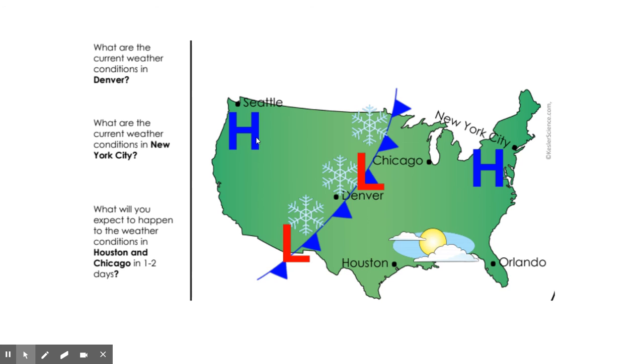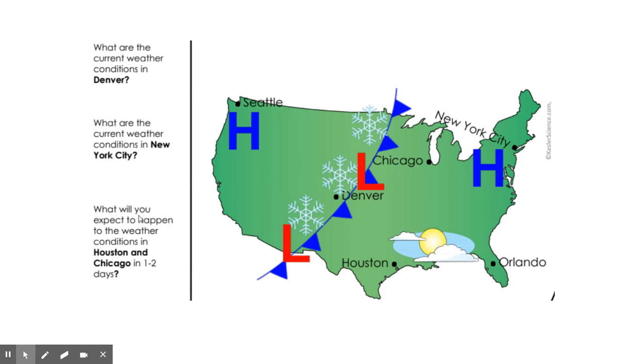Another example, what are the current weather conditions in Denver? You can see these indicate that there's snow in Denver. A cold front has just come through Denver, probably creating the conditions necessary for the snow. What are the current weather conditions in New York City? So again, there's the high pressure in and around New York City. So we would consider that the weather in New York City is probably pretty clear and pleasant.